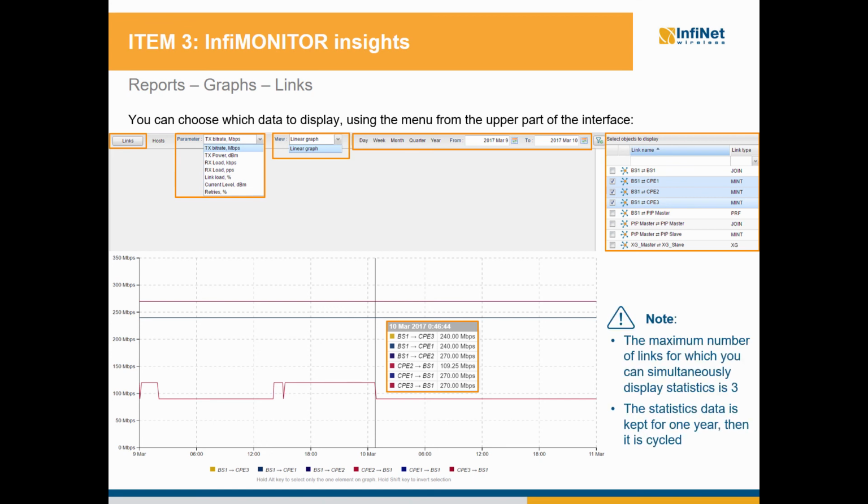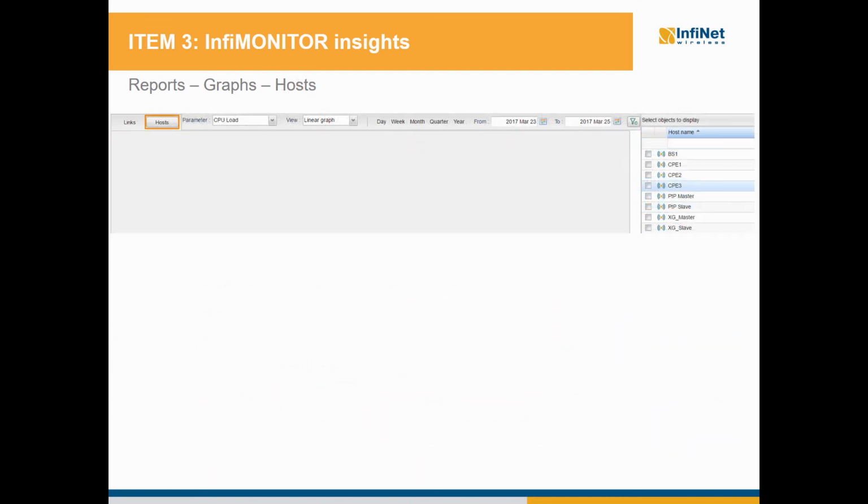Please note that the maximum number of links for which you can simultaneously display statistics is 3. And the statistics data is kept for 1 year. After that, it is cycled. And I will show you one more example. This time I have chosen hosts.